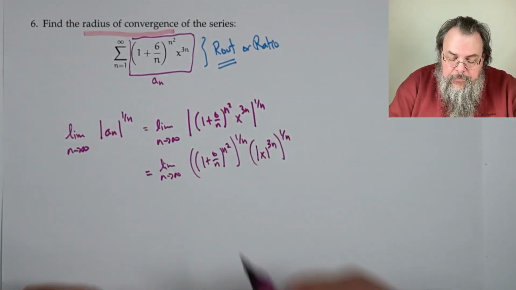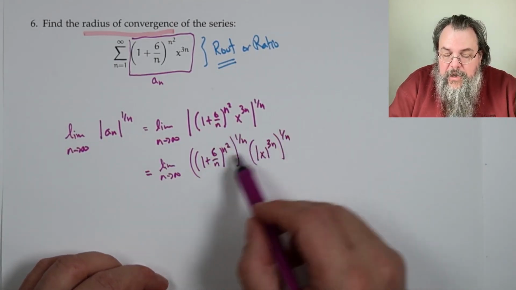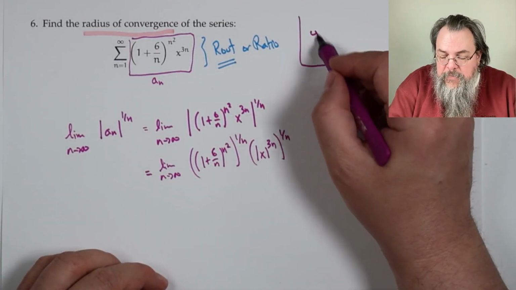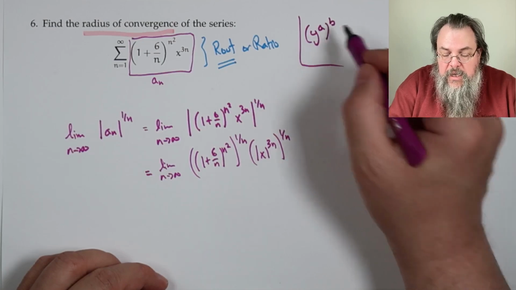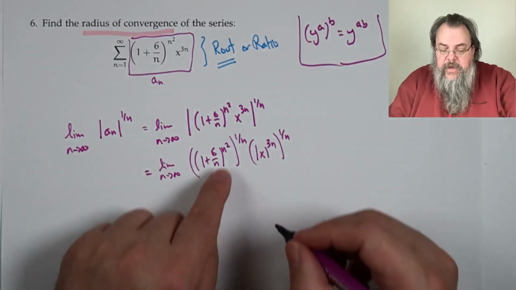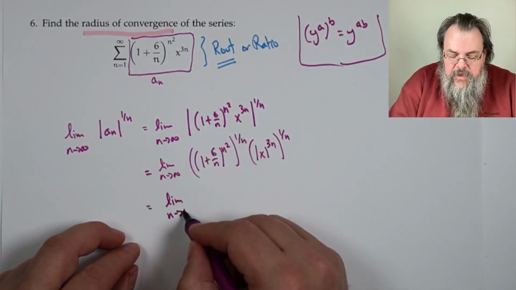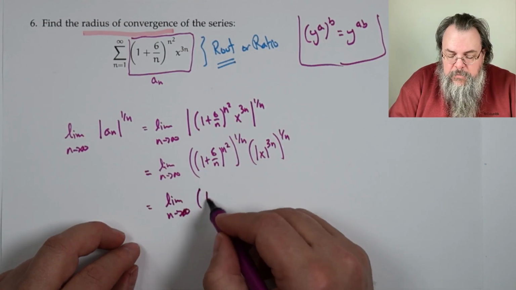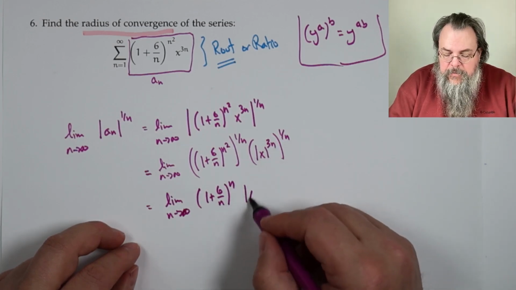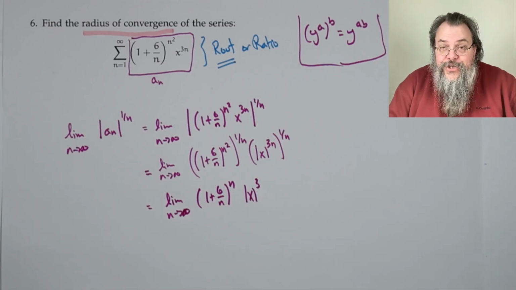And, all right, now from here, we're almost ready to do some nice things. Multiply these exponents together, right? Because in general, if you have y to the power a, to the power b, that's y to the a times b. So we have n squared times 1 over n. This becomes our limit as n goes to infinity of (1 plus 6 over n) to the nth power, and here it's the absolute value of x to the 3rd power. And now we're in good shape.